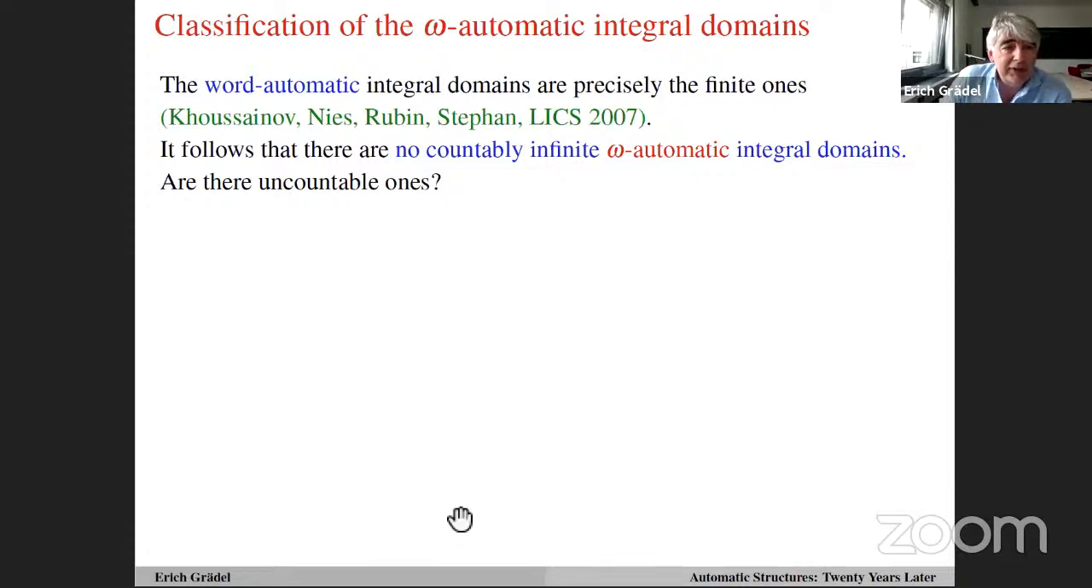And in some sense, this is disappointing. See, word automatic integral domains are precisely the finite ones. Now, finite structures are always word automatic, so that tells us there are no interesting word automatic integral domains. So this, of course, also implies that there are no countably infinite omega automatic integral domains, because by the result by Bárány, Kaiser, and Rubin, these would have to be word automatic as well. And we know that there are no infinite word automatic integral domains. So the question is, are there uncountable ones?